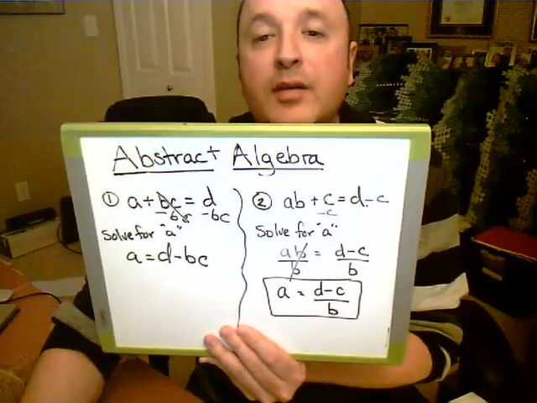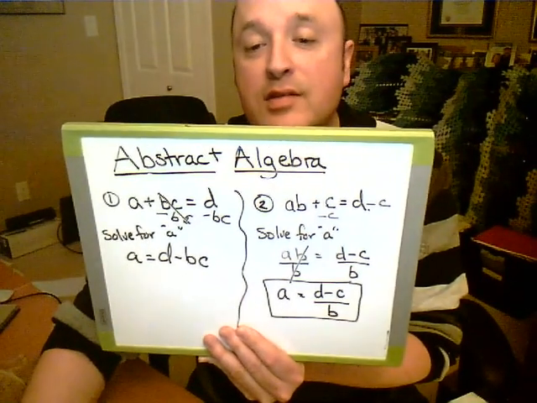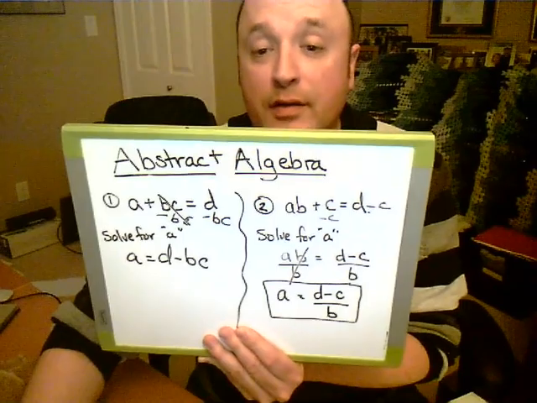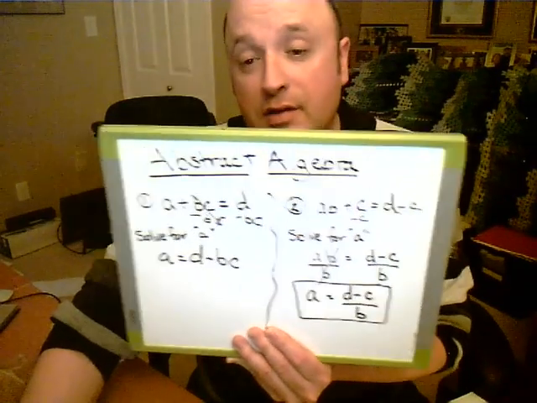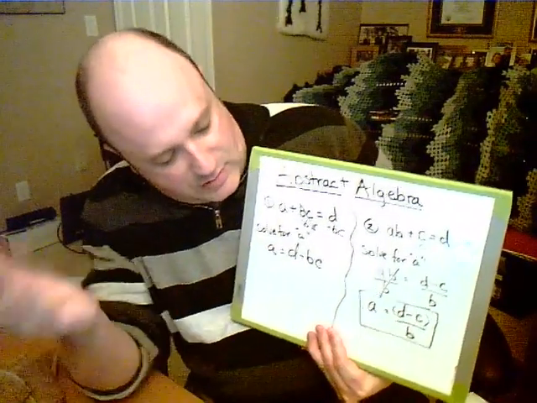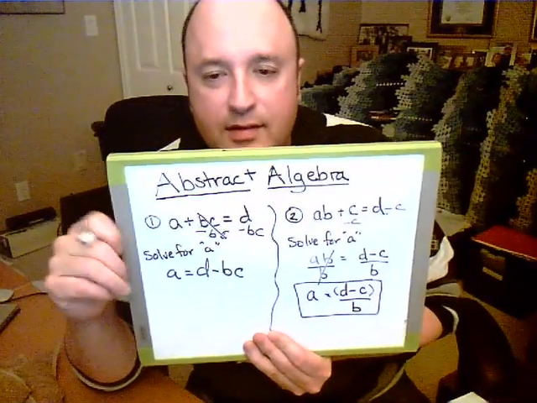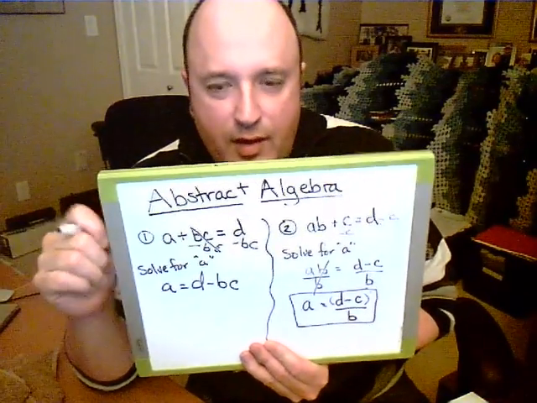So let's see what that looks like. Okay, so after I divided by B, I get A by itself, and then on the other side I got D minus C over B. I could, if I wanted to, write brackets around that. It's not wrong, it's just unnecessary. You can do that if you like. So just be careful about how those things play out.